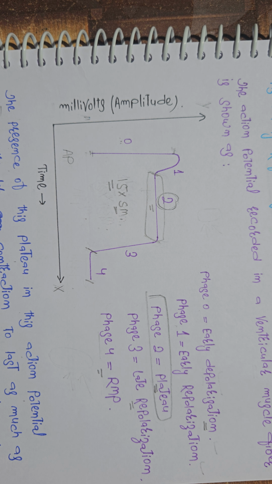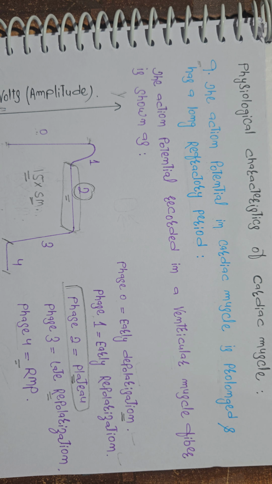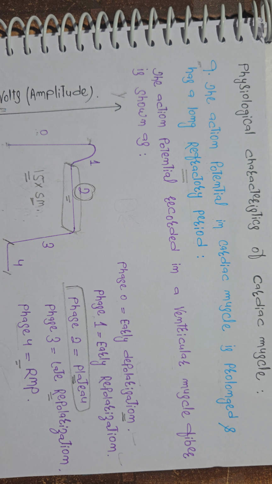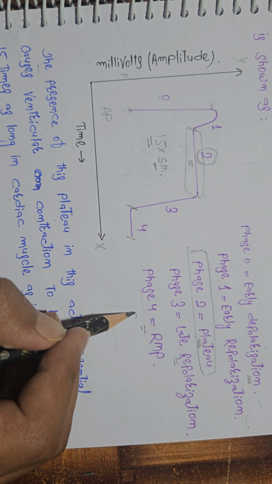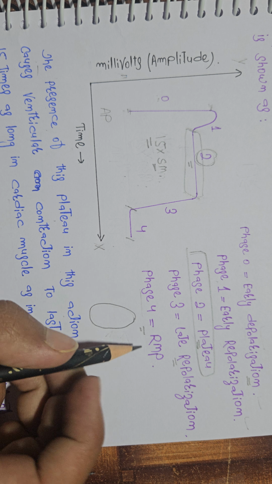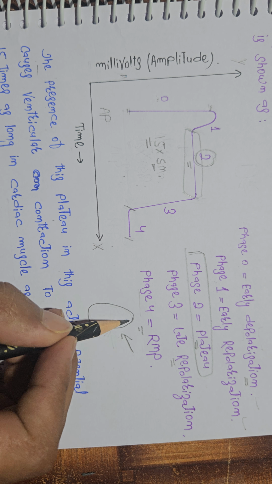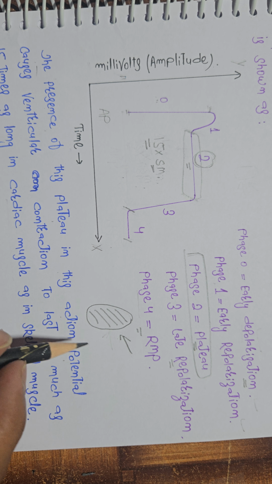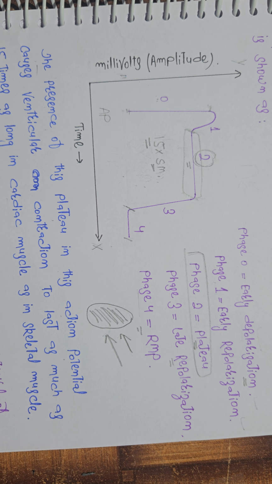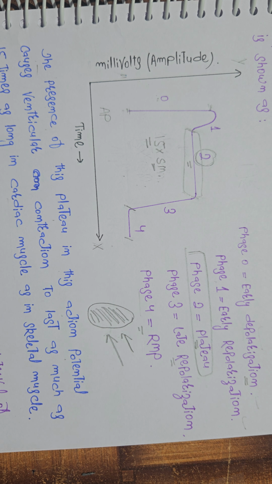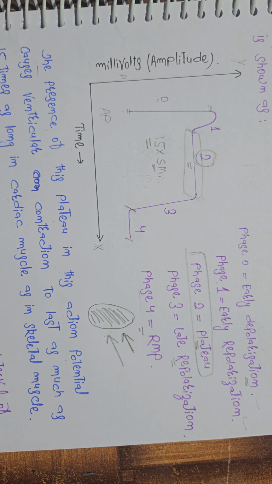That's phase 2. Moving forward, now we have the refractory period. What do you mean by refractory period? Consider this a heart muscle. If we give a stimulus to a heart muscle, it will excite. Now, if we give another stimulus to this excited heart muscle, it will not re-excite because it is already excited by the first impulse.